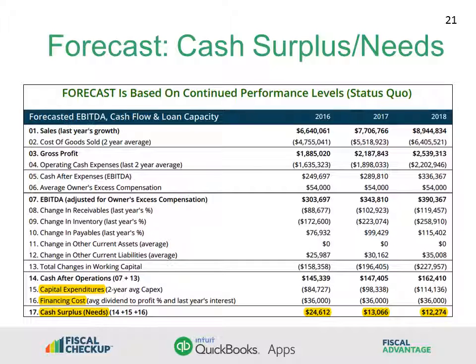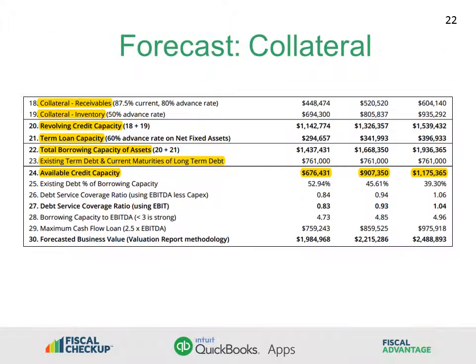In today's environment, companies can have a challenging time to secure funding. This is where the cash needs have to be developed so plans can begin to make sure the company has the ability to borrow any needed funds. The bottom half of the forecast table generates the collateral analysis for future loans.